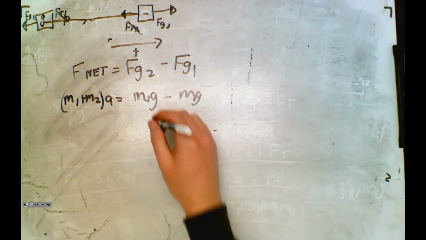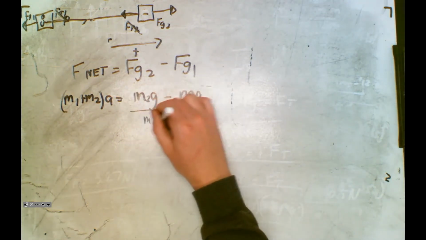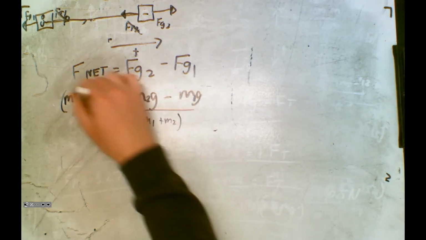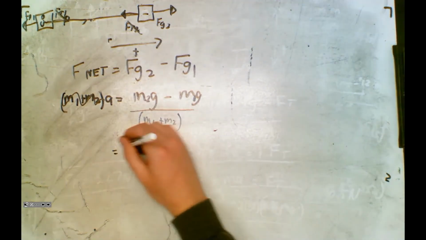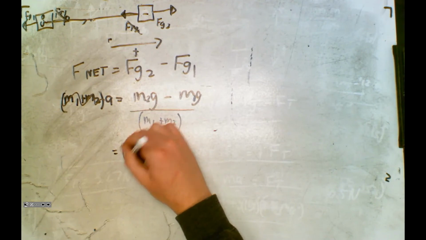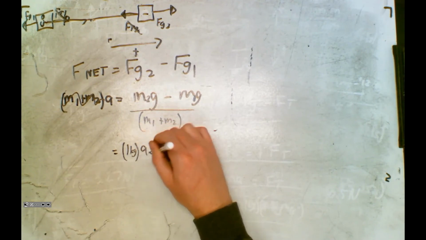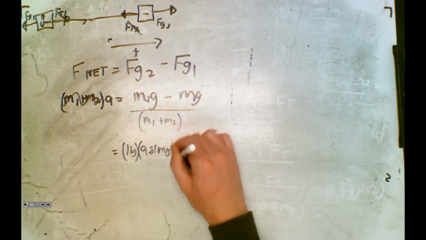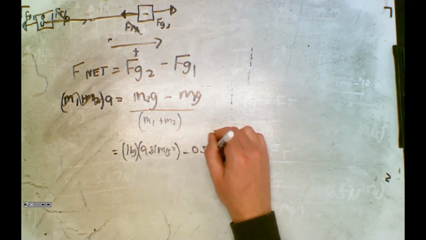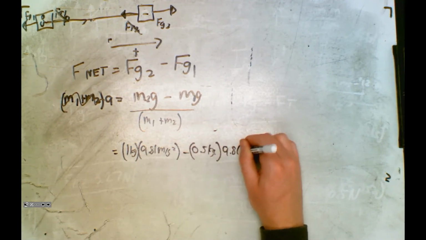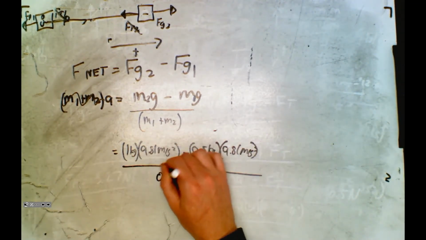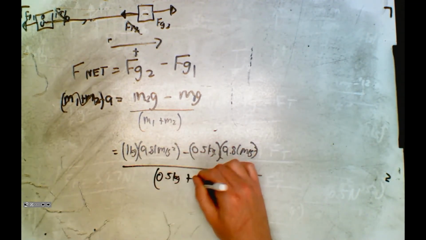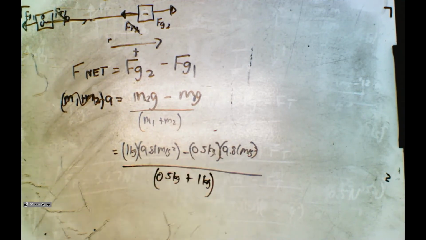If we're trying to find the acceleration, we just have to move mass 1 and mass 2 down here, and we can solve for our acceleration. So mass 2 is 1 kilogram, g is 9.81 meters per second squared, mass 1 is half a kilogram times 9.81 meters per second squared. And then mass 1 is half a kilogram, and we add it to 1 kilogram, and we can find our acceleration.